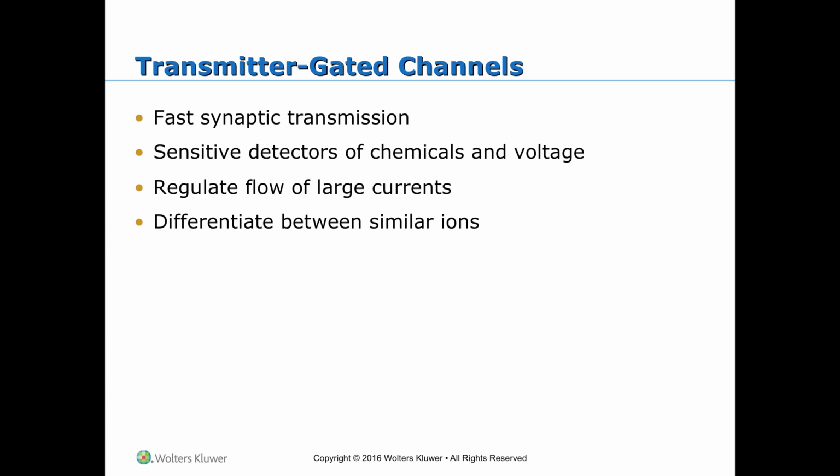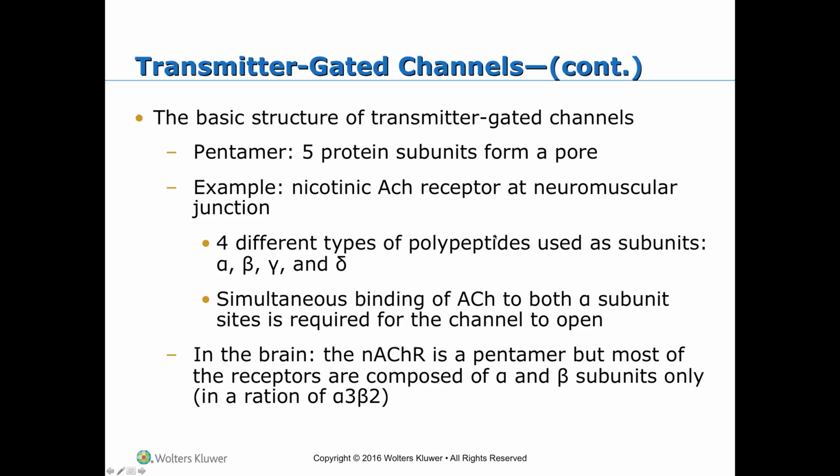So in our last bit for this lecture, we're going to be talking about transmitter-gated channels and their comparison to metabotropic channels or G-protein coupled receptors. Transmitter-gated channels, or ligand-gated channels, aid in very fast synaptic transmission. They're sensitive detectors of chemicals and voltage, so voltage-gated channels and chemical or ligand-gated channels. They help to regulate flow of large currents, allowing for certain ions to flow in versus out, and they're able to differentiate between similar ions.